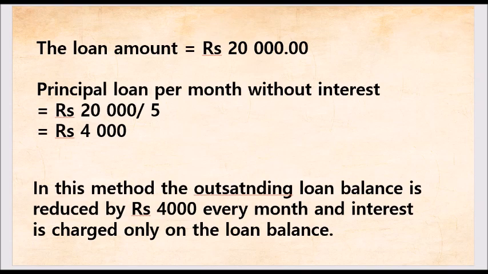In this method, the outstanding loan balance is reduced by 4,000 rupees every month and interest is charged only on the loan balance.